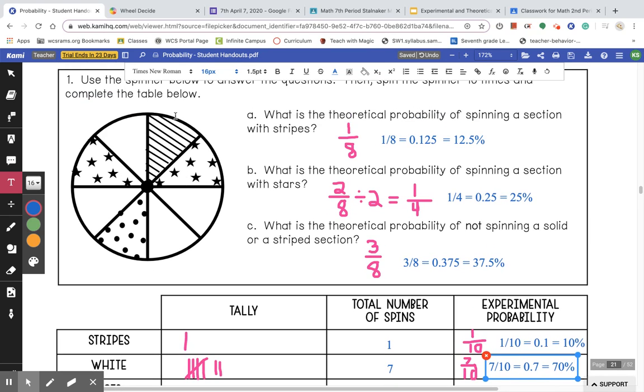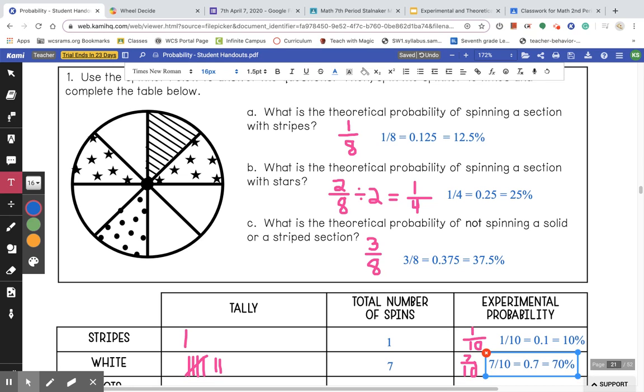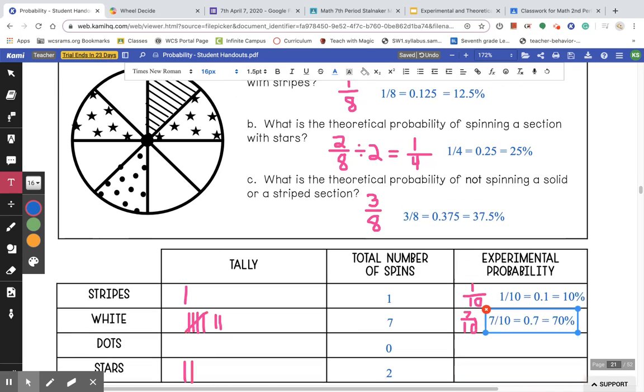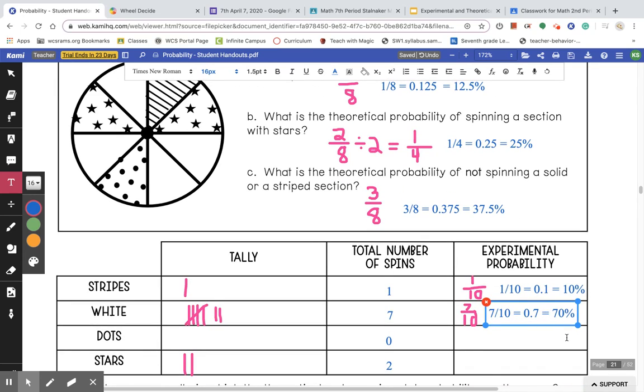So 70% that it landed on white, which makes sense because if we look up here, for the theoretical of spinning just a white, well, there's 1, 2, 3, 4. 4 out of 10, that's 40%. So what should happen is 40%, but what really happened, we got 70%.